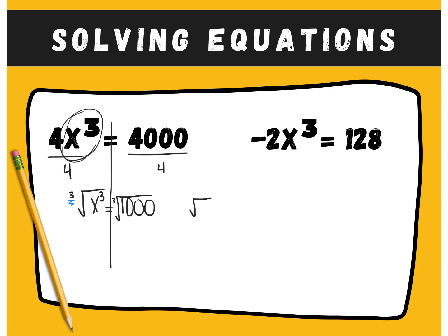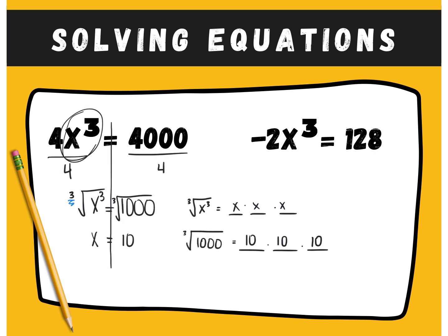Again, the cube root is asking what number times itself again gives me x cubed. In this case, it would be x times itself again. So on the left-hand side, I've got x. On the right-hand side, the cube root is asking me what number times itself again gives me 1,000. In this case, 10 times 10 is 100, times another 10 is 1,000. So the cube root of 1,000 is 10.